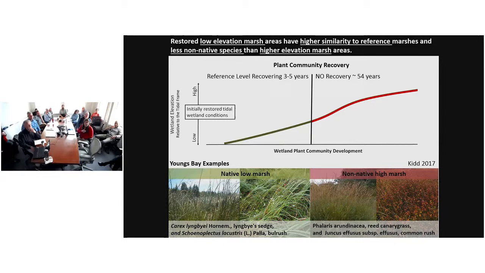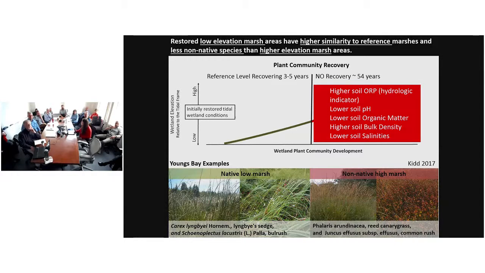And so essentially what you see here is that along the hydrologic gradient, we have the high to low marsh. What I found was that there was essentially a threshold where there was no recovery in plant community, even 54 years post-restoration. And these soil conditions were really similar to the site pre-restoration or a pasture site. And so essentially there's a threshold where the hydrologic reconnectivity is not pushing those soil conditions into the reference zone, if that makes sense.